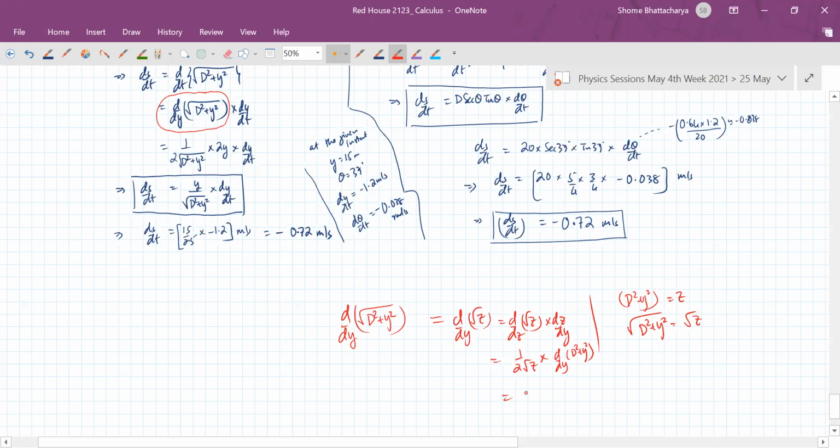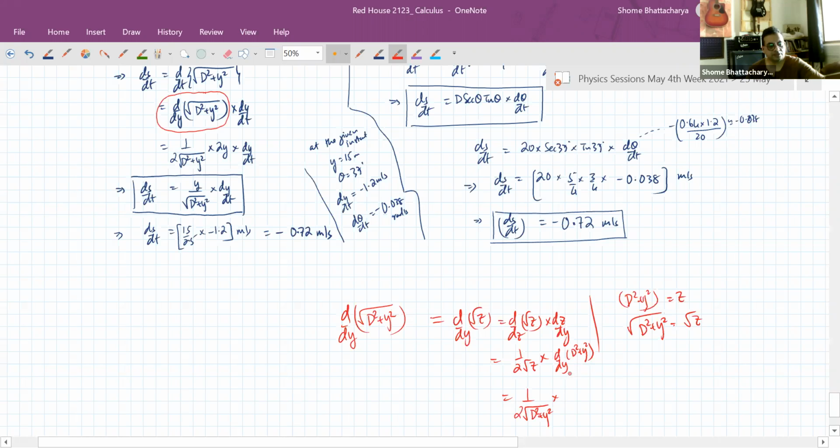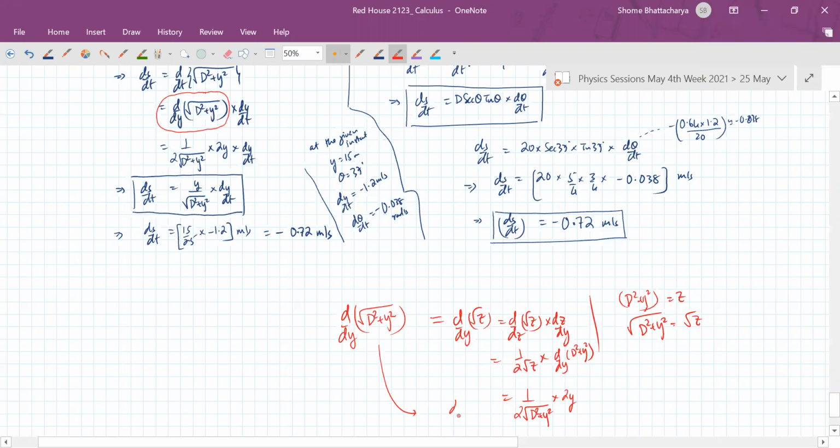Yes. Anyway, this differentiation step is clear. Differentiation of d square plus y square with respect to y will become 2y. So that's how we got this. Yes, sir. This direction. Okay.